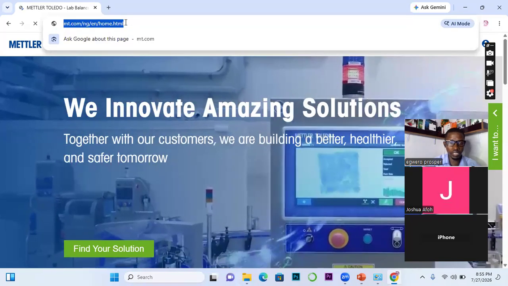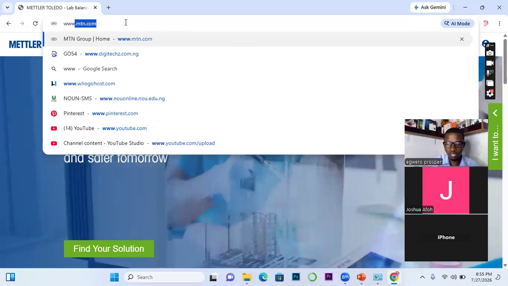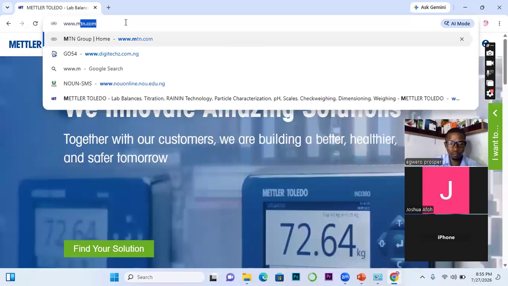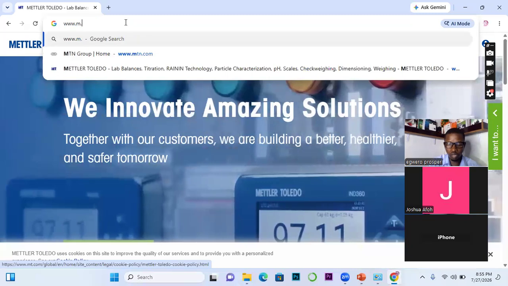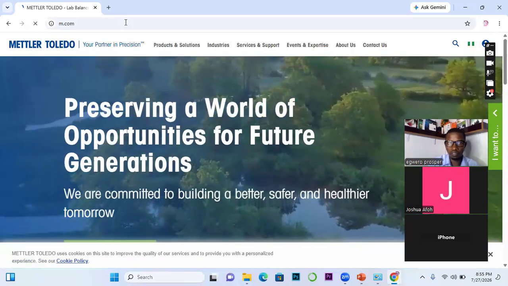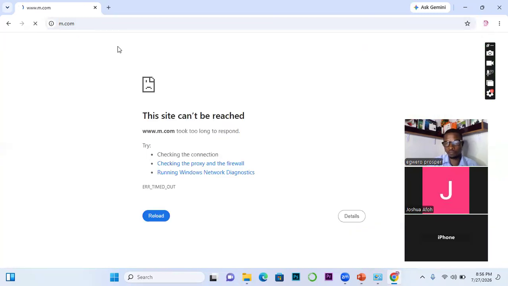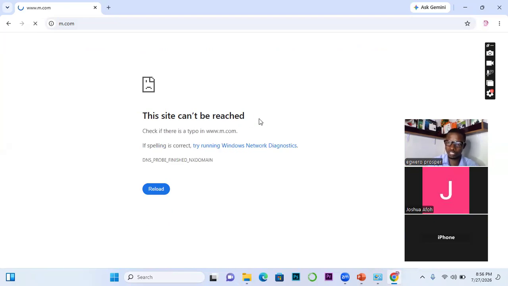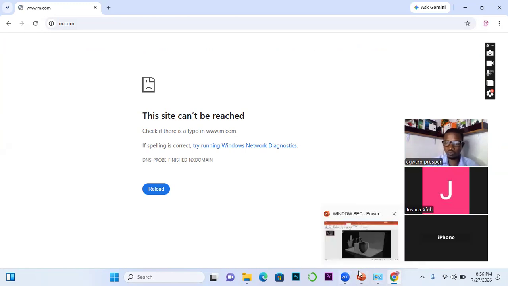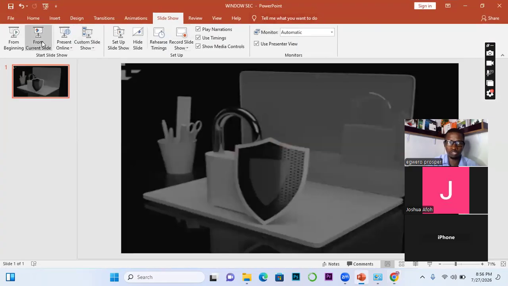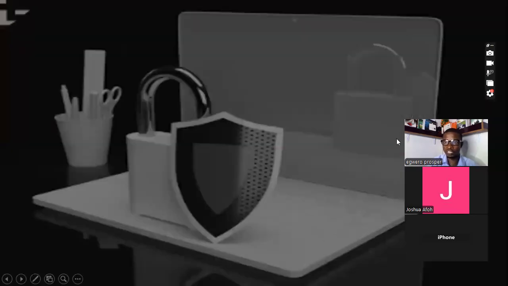So let me type it again, www.m.com. I just want to enter one that does not have the content. Fine. So you can see it. This site cannot be reached, which means the address could not get to the server. So that is exactly what we are talking about. I hope with that explanation, what I'm trying to explain is clear to you.